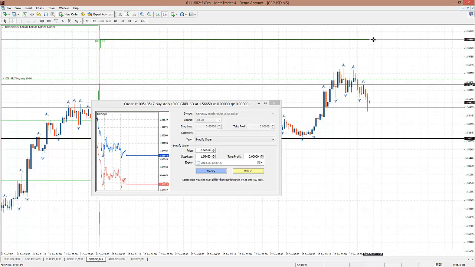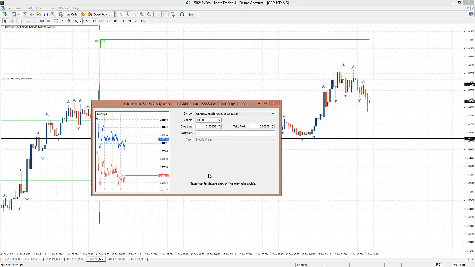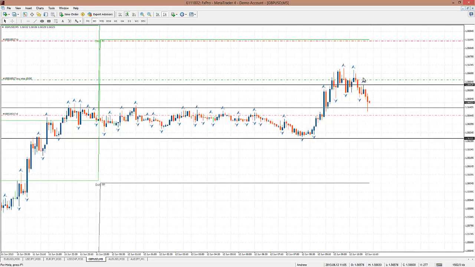Just remember though that we do have that key resistance from the 4-hour chart above us, so we want to pay close attention to that area as well. So 56.89. So there's the order. You can see the entry, the stop loss, and the take profit up towards that R1 pivot. Okay, and that's in the platform.